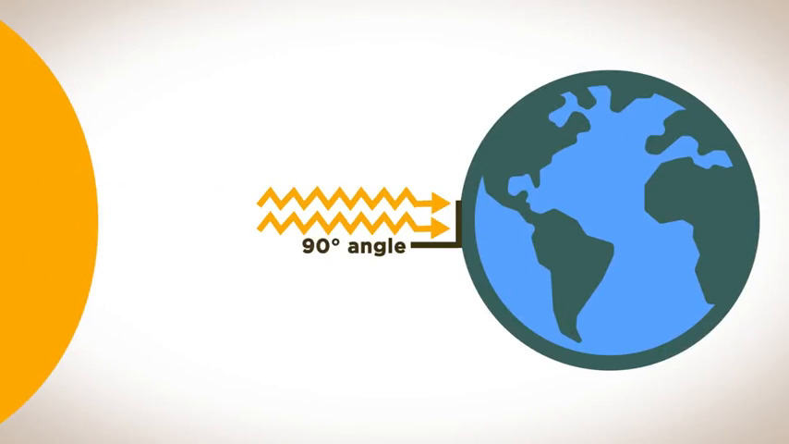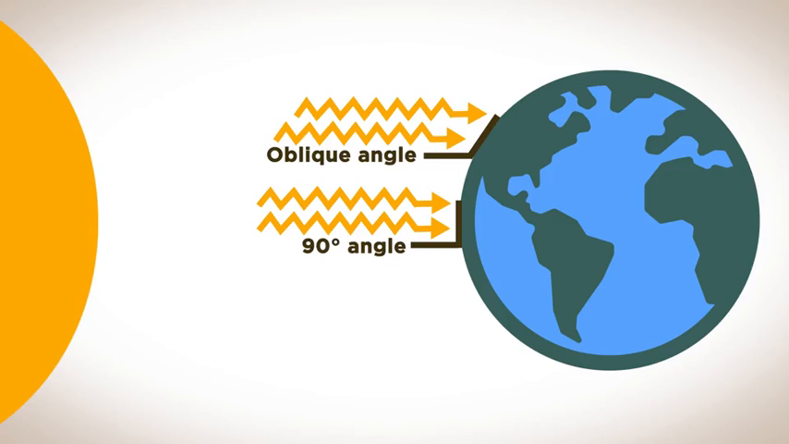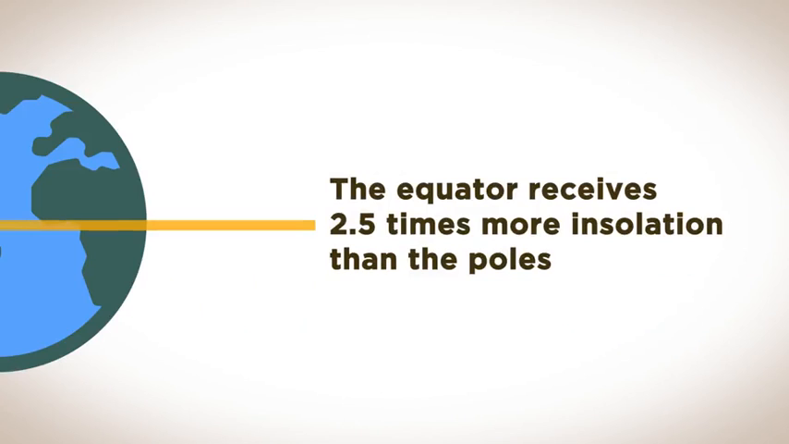Global climate patterns are driven by energy input from the sun. Because the Earth is a sphere, photons of light energy from the sun strike the equator at around a 90-degree angle. At higher latitudes, this same amount of energy strikes Earth at an oblique angle, so it's spread over a larger area. The result is that there's a global energy imbalance, with the equator receiving 2.5 times more insolation per unit land area in a year than the poles.